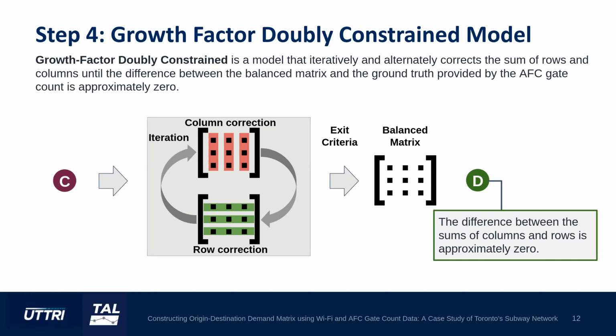Just remember that in order to get a balanced matrix, the sum of the rows and the sum of the columns need to be the same, or the difference needs to be approximately 0, ideally 0. The exit criterion, as I said, is the constraint that the sums of the origins and destinations are the same. And by the end of this process, we have the balanced matrix.